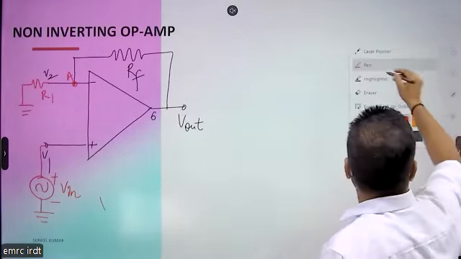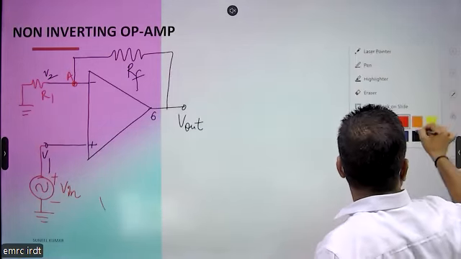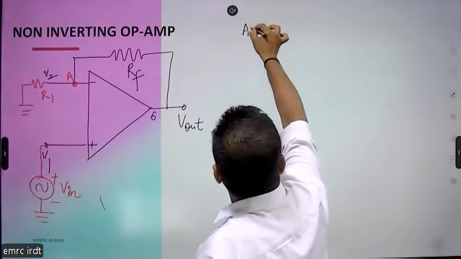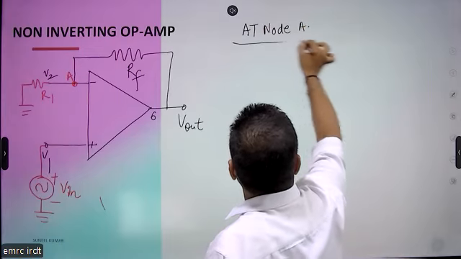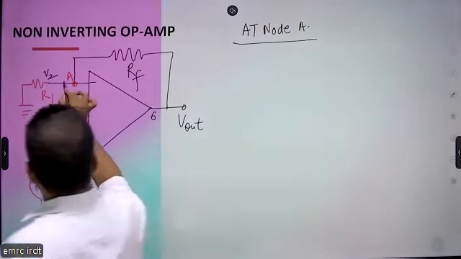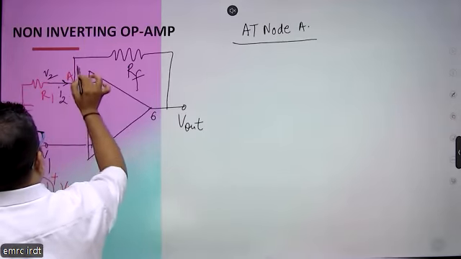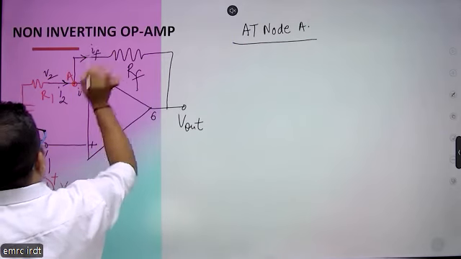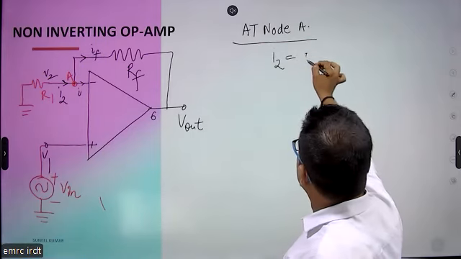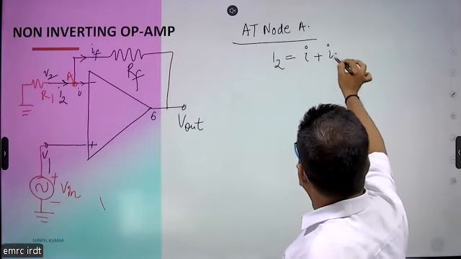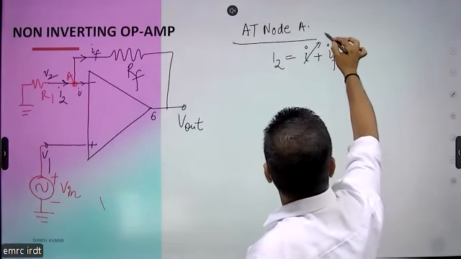So here we can write, at node A, let's say this current is I2. Again, we are writing this current as I2. This is small i and this is IF. So what will happen? I2 is equal to small i plus IF, and this current is 0.